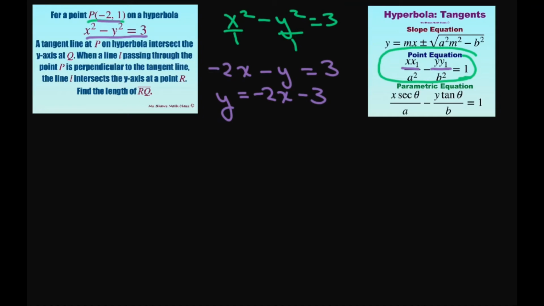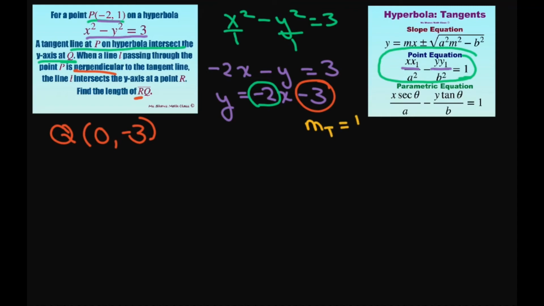Now, the tangent line intersects the y-axis at Q. That means my Q is the y-intercept, which is going to equal (0, -3). So now we have to find the R. The line which is perpendicular to the tangent line: you take this slope as -2, so the perpendicular slope is going to be the negative reciprocal, which is 1/2. So that's going to be y = 1/2 x plus some y-intercept, and we're looking for the y-intercept.